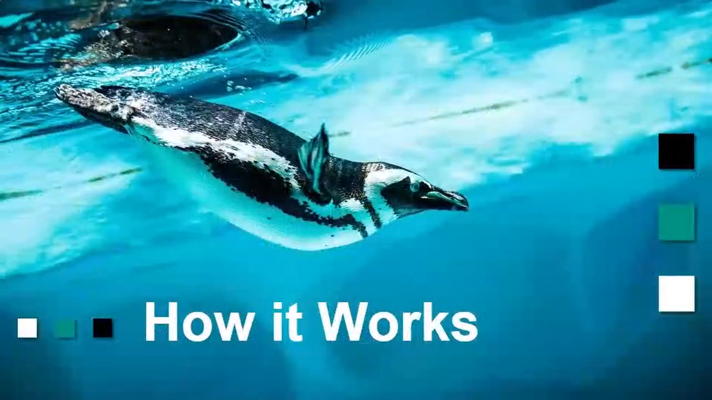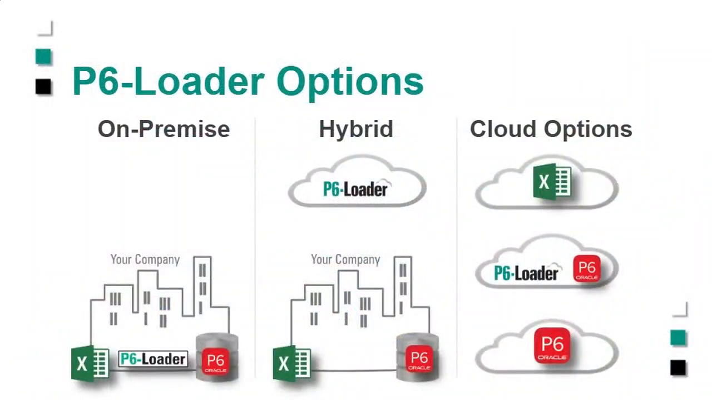So let's talk a little bit about how P6-Loader works. First of all, it doesn't matter where your P6 is, whether it's on premise, whether it's in the cloud, whether it's in Oracle's cloud or Azure or AWS or anybody else. We can access that data using P6-Loader. Now, you can have P6-Loader locally in your company, or P6-Loader itself can also be in the cloud.